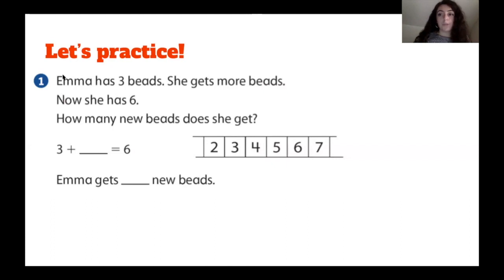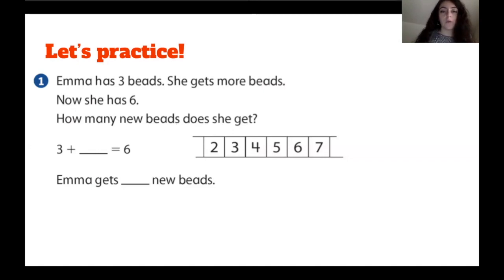Okay, I want you to point to this word so we can read together. Ready? Point. Okay, it says, Emma has 3 beads. How many beads does she have? She has 3 beads. She gets more beads. Do we know how many more beads she gets? No, we don't know how many more she gets. But we know that now she has 6. So she has 6 altogether. How many new beads does she get?